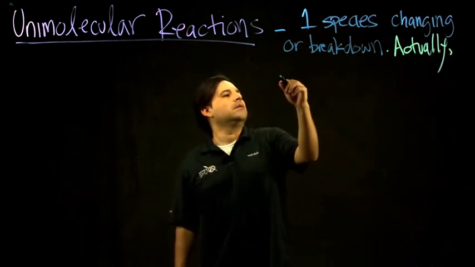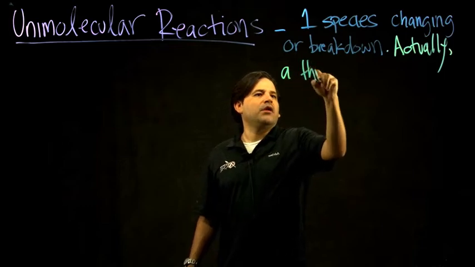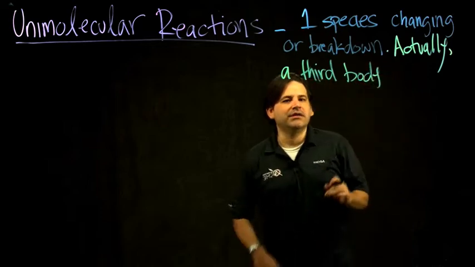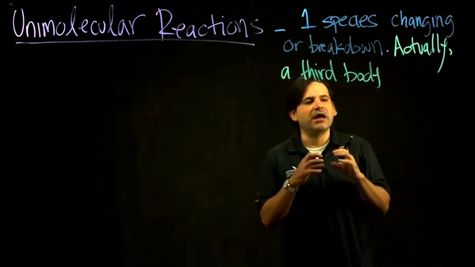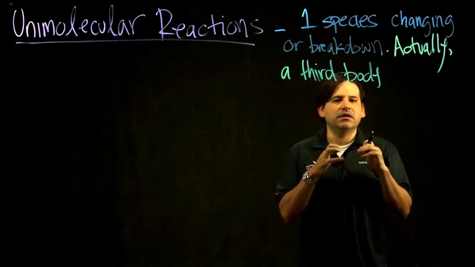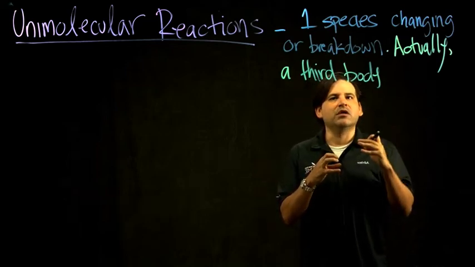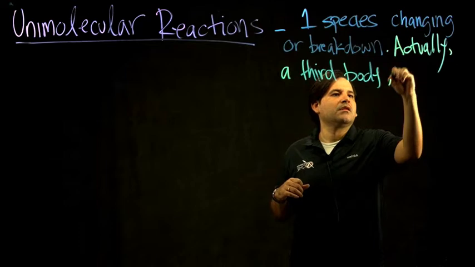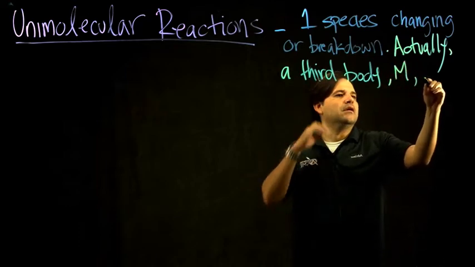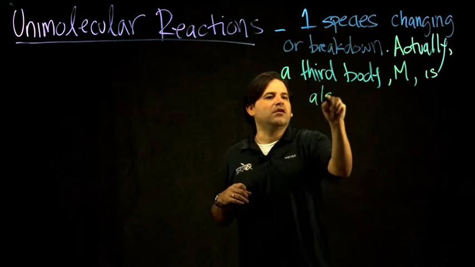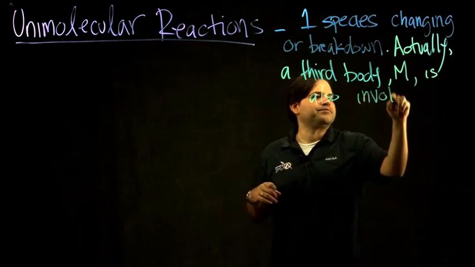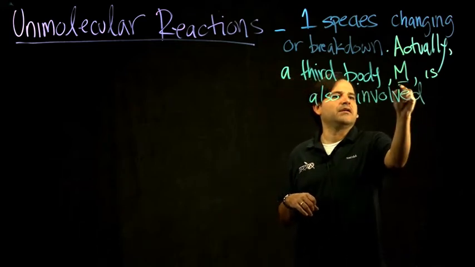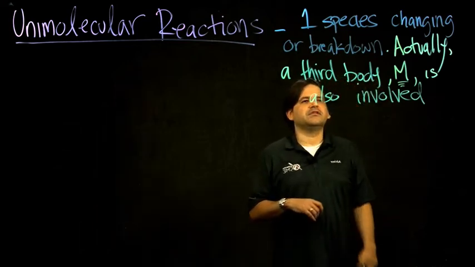Actually, a third body or second body. It's called third body because it doesn't matter what it is. It's anything in the mixture that can collide with it. The actual chemistry is not the mechanism. It's just the collision partner. Anything in the mix that it can collide with. A third body, M, is also involved. So it's a unimolecular reaction because only one thing changes. But you need this third body, another collision partner, to get things going.